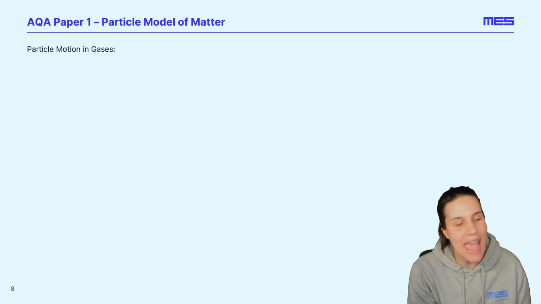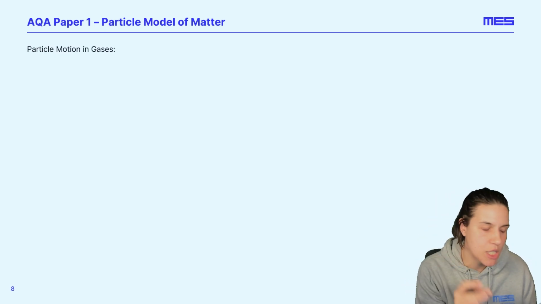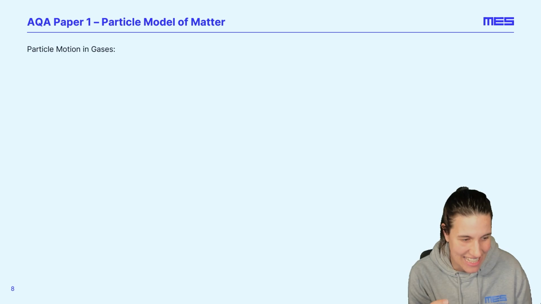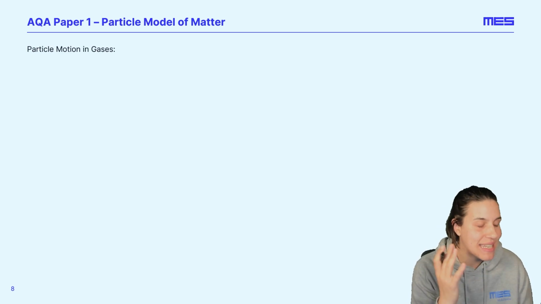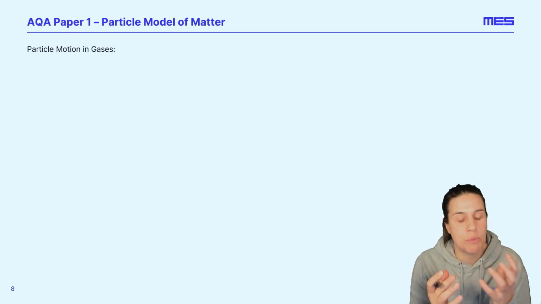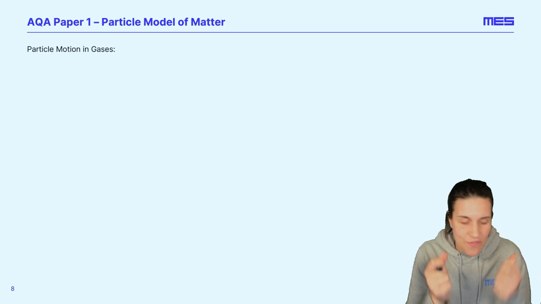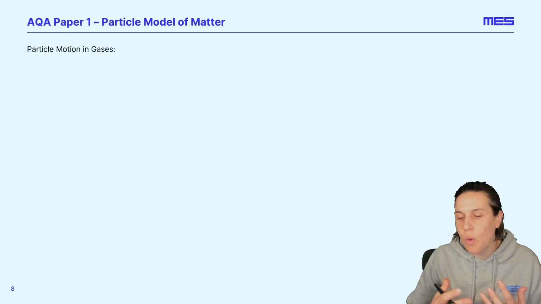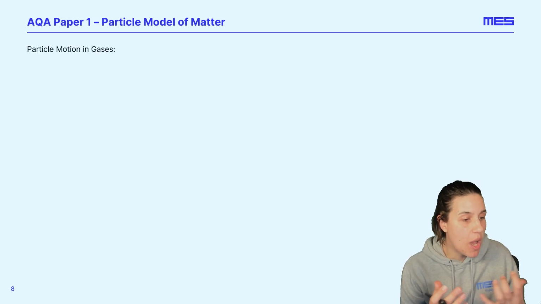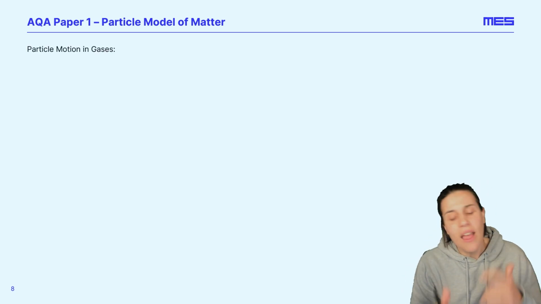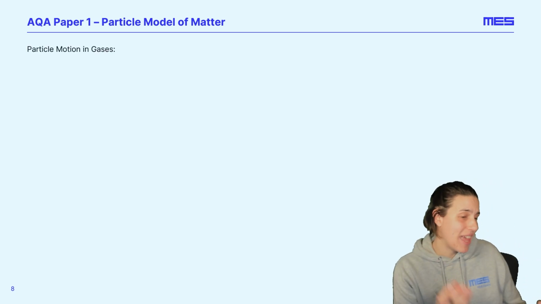Now, the next thing that I think is really important is to talk about particle motion in gases. So you should know your basic states of matter. That in solids, we've got those particles that are in quite a fixed position. They're just kind of vibrating in place. There's a very regular arrangement. In liquids, we've broken some of those forces in between the particles. They're a little bit less tightly bound. They can flow over each other. They take the shape of their container.